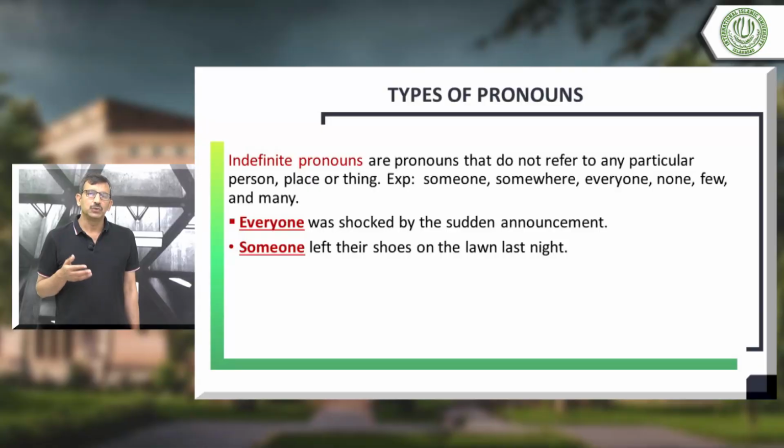The next type of pronouns are indefinite pronouns. These pronouns do not refer to any particular person, place or thing in a sentence. Someone, somewhere, these are used as indefinite pronouns in the sentence. For example, everyone was shocked by the sudden announcement. In this sentence, everyone is an indefinite pronoun. It is not denoting any specific person.